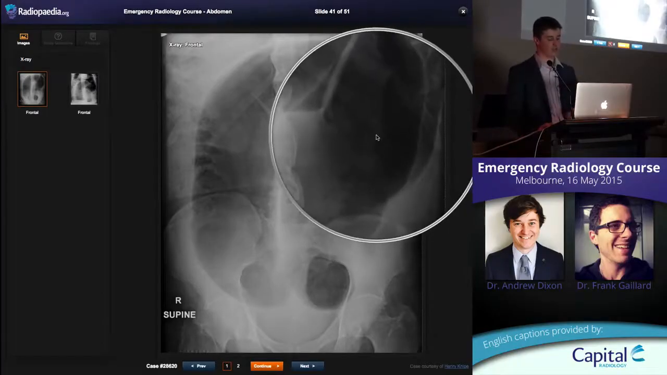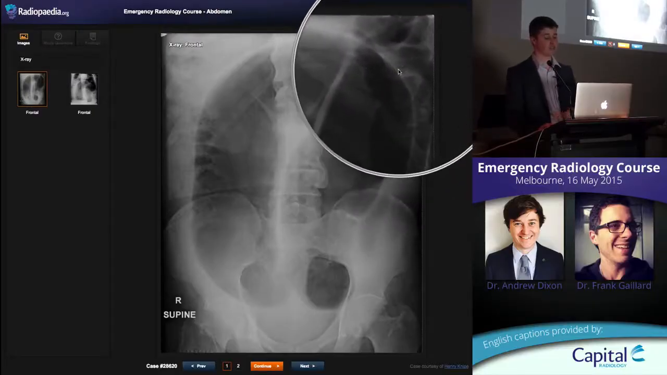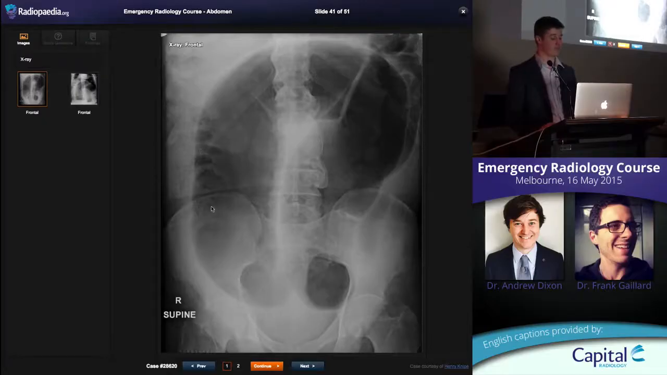But have a look at the large bowel proximal to it. See this? That's the descending colon filled up with gas, right? It's a bit distended. Gas over here. So if it's sigmoid volvulus, yes, you're going to have that pattern that you might recognise, but also you can have distension of the large bowel proximal to it.